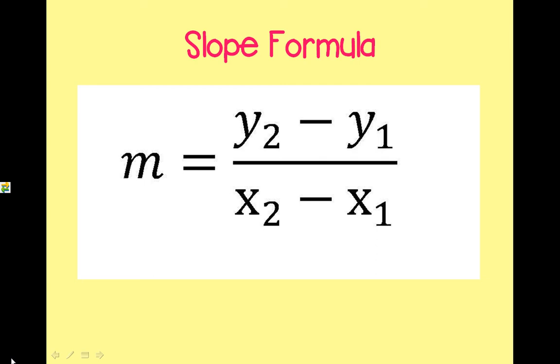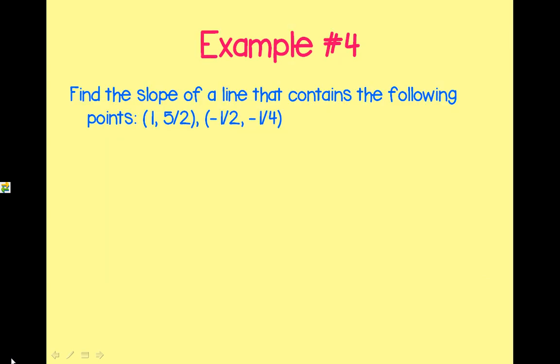Okay, so we're going to find the slope of a line that contains the following points: (1, 5/2) and (-1/2, -1/4). So we're going to use our formula. Okay, well, what is y2, y1, x2, x1? Well, I like to use a graph to help me out. Or a chart, a table.